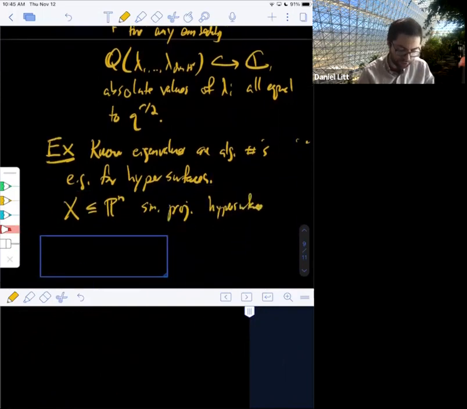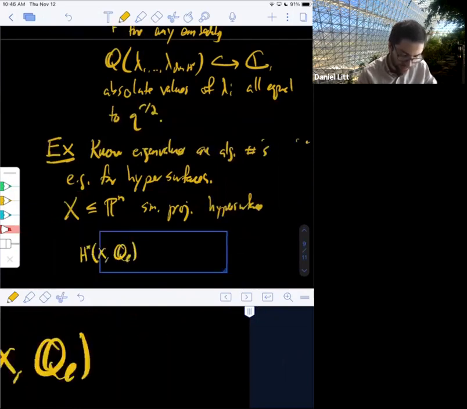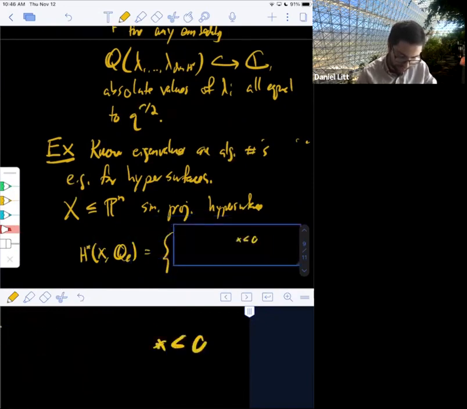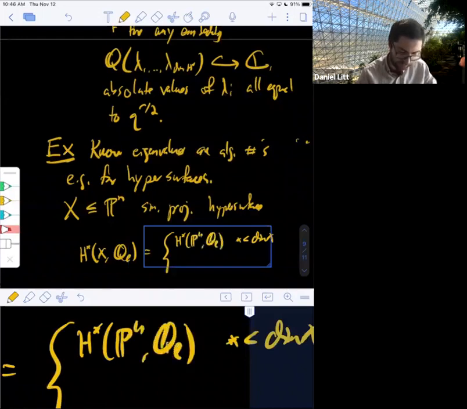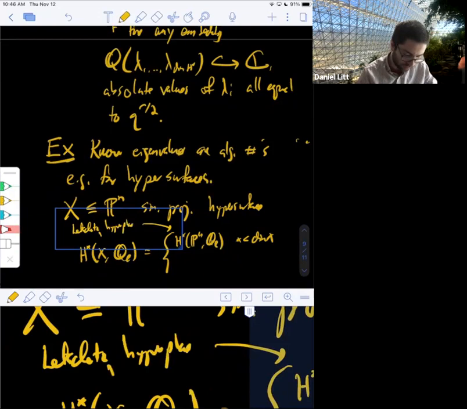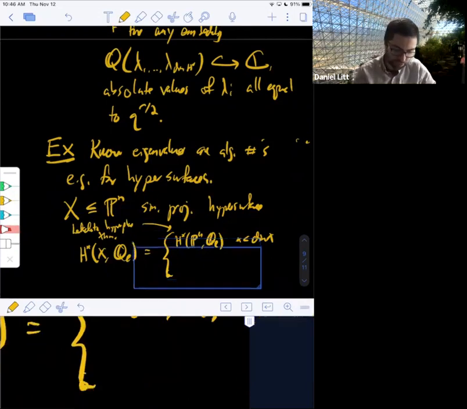So what does its cohomology look like? The cohomology of X with coefficients in Q_l, first of all, for star less than the dimension of X, is just equal to the cohomology of Pn with coefficients in Q_l. This is called the Lefschetz hyperplane theorem. I haven't proved this yet. It follows from a statement I mentioned earlier, which is that the cohomology of affine varieties vanishes in degree at least the dimension. So in particular, the complement.